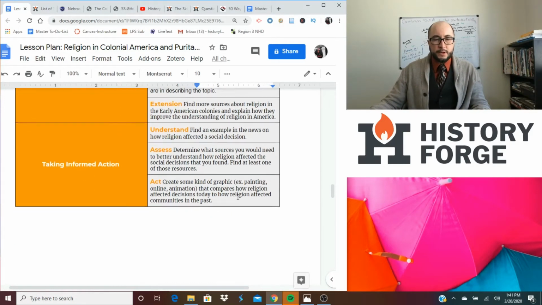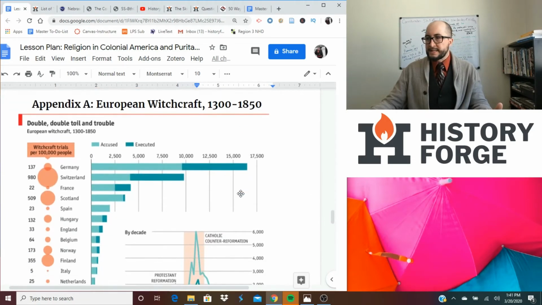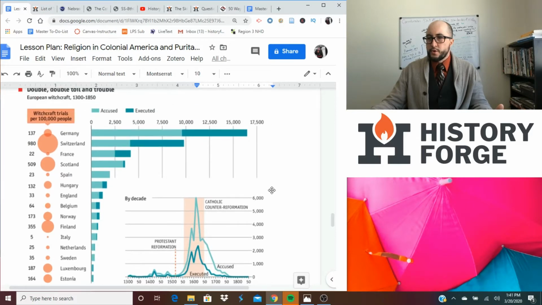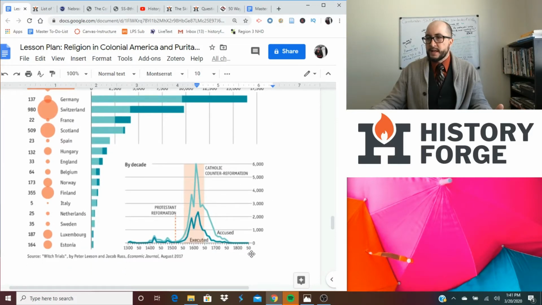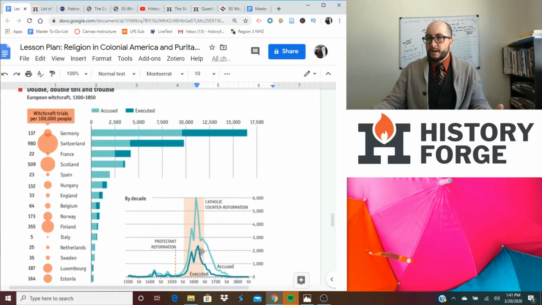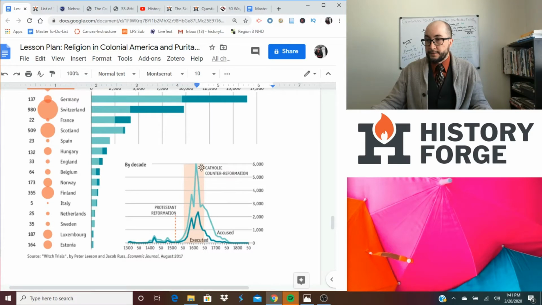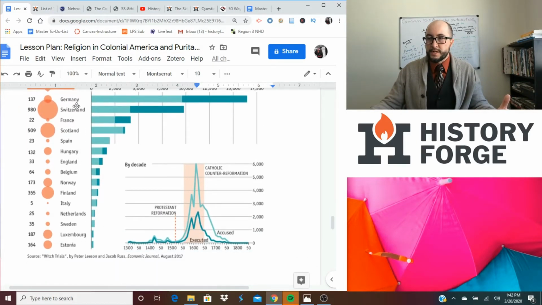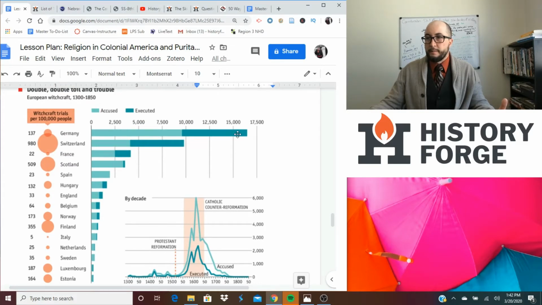I was inspired to do a graphic because, though I didn't show you this, Appendix A is a really cool graphic I found from The Economist that shows a timeline from 1300 to 1850 of the amount of accusations and executions of people accused of being a witch. I thought this was interesting because it not only shows how far it went, with 1625 looking like its worst, and it is only for Europe. It's European witchcraft, and it even shows which countries, by their population, had how many each.